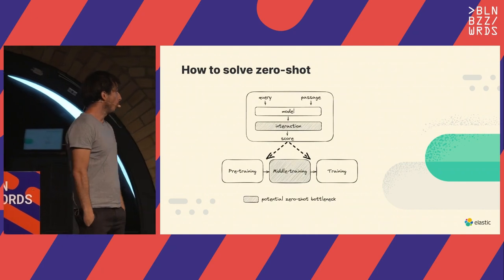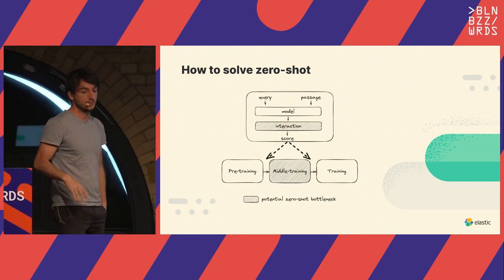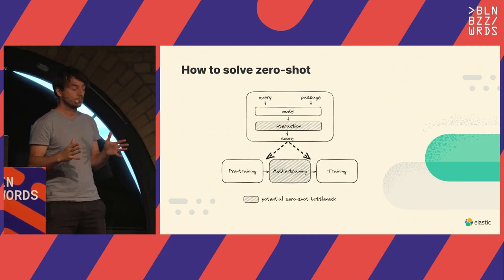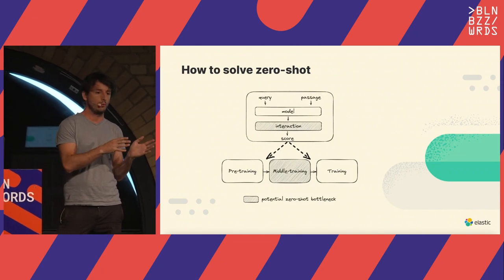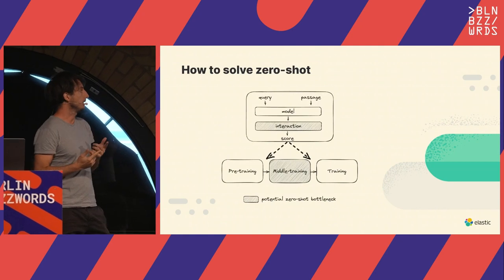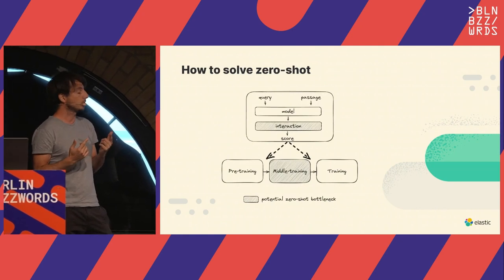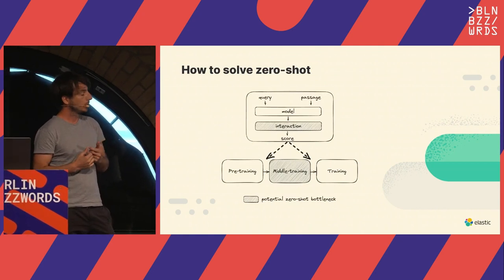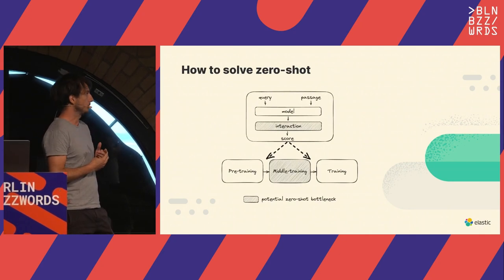So there have been several hypotheses to explain why those dense models don't work well in zero shot. One of them is the interaction. Right now, when you have a dense model, you have your dense vector for the query, you have your dense vector for the passage, and you have a dot product. It may be that this dot product is not rich enough to capture all the details of the semantics you need for information retrieval.